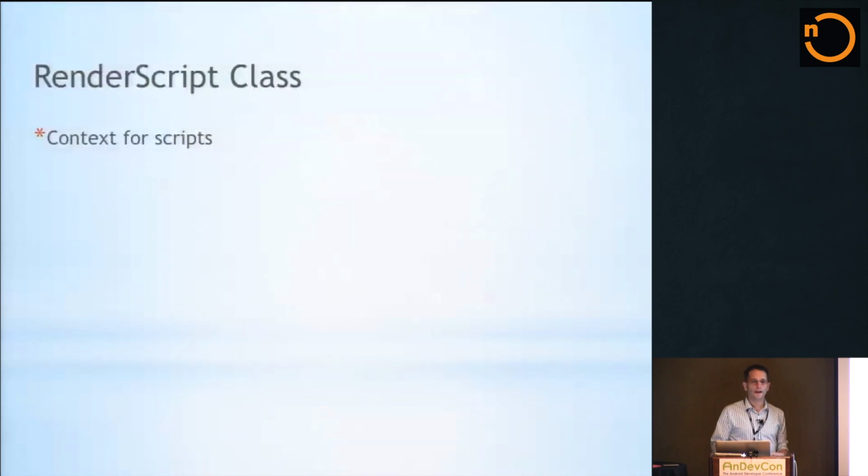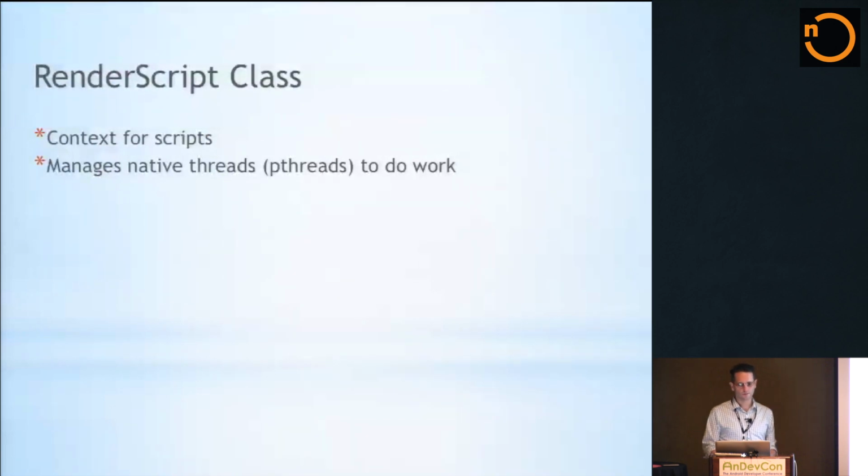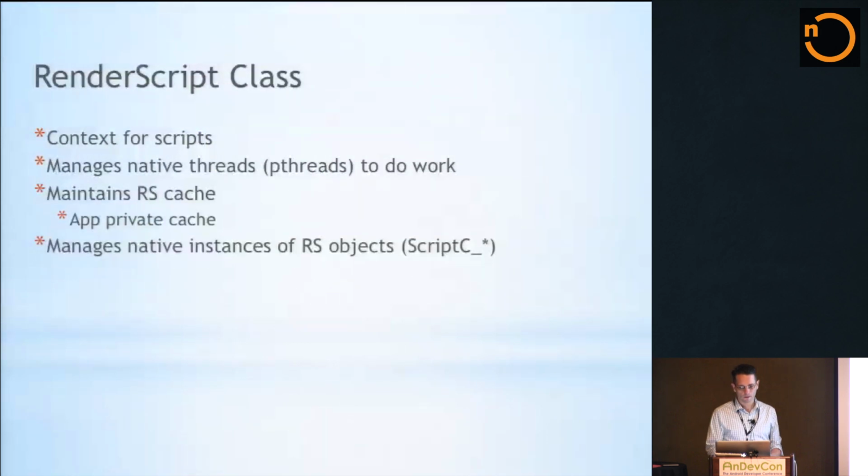So your RenderScript class, if you remember when we walked through code, is the context for the scripts, and it manages the native threads, which are all done in pthreads, just like I did in native code, to do all the work. Okay? This is also what maintains that RenderScript cache. The cache in your application holds compiled code, basically that Bitcode compiled to a native shared library. It's an app private cache that's available just to your application, and it manages native instances of the RenderScript objects.